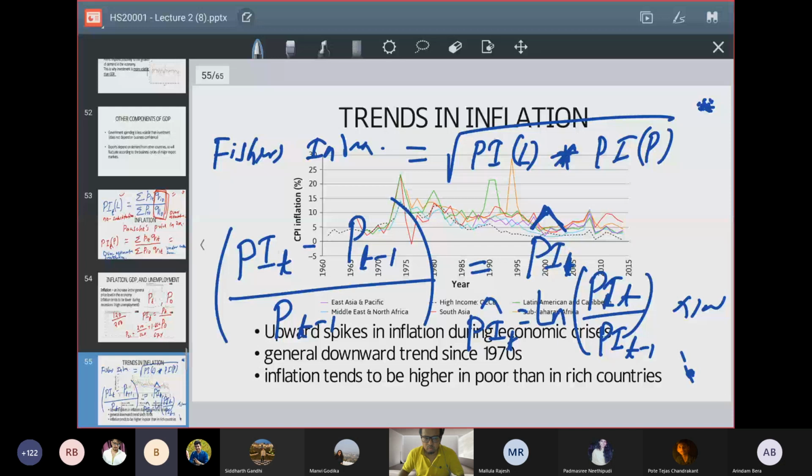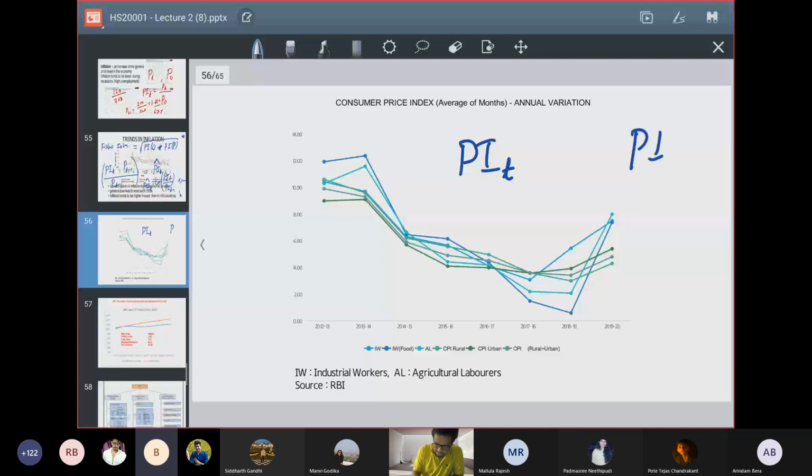And if you want to get the compound annual growth rate, say you have the price index at time period T and your price index at T minus N. So you have N years of gap, then you can calculate the compound annual growth rate of price index change using the standard formula, that is PT divided by PT minus N to the power 1 by N, minus 1, into 100. That's the standard thing you do, or you can use regression to calculate the change in your price index, and that gives you the inflation.